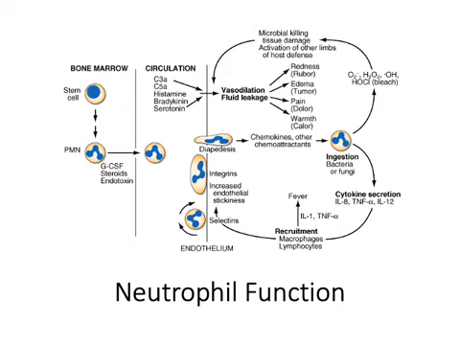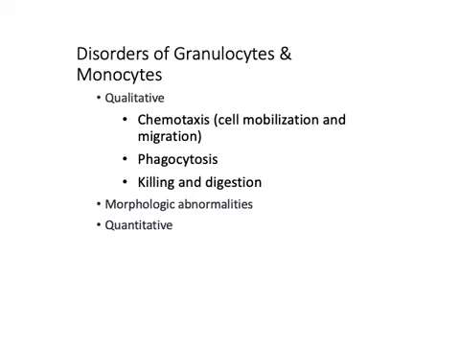Defects in your neutrophil function could be directly related to this normal function of your neutrophils and monocytes. So you could have defects in chemotaxis, phagocytosis, killing, and digestion.